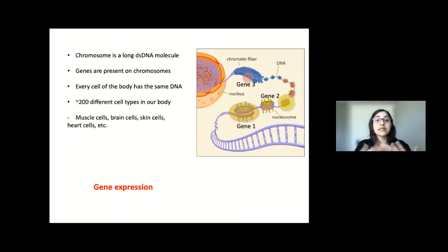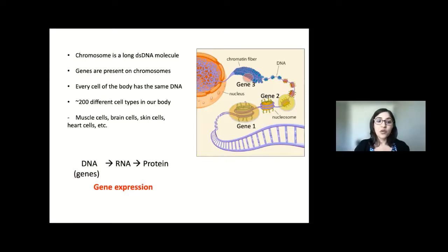However, in our body we have around 200 different cell types. You have the muscle cells, the brain cells, the skin cells, heart cells, and so on and so forth. So how these different cell types are made is explained by epigenetics.